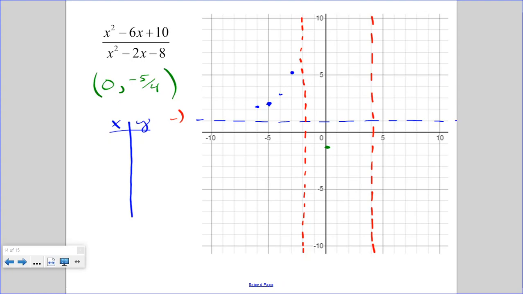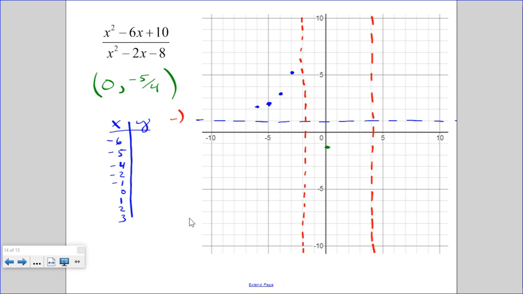Again, you're just doing this by creating a table. You're going to take x values and plug them in. The ones that factor nicely are going to be a little bit easier to work with, and the ones that don't factor are going to be a little bit harder. You should be getting rational numbers, though, because you're plugging everything into a fraction, so you should have fractions of integers.